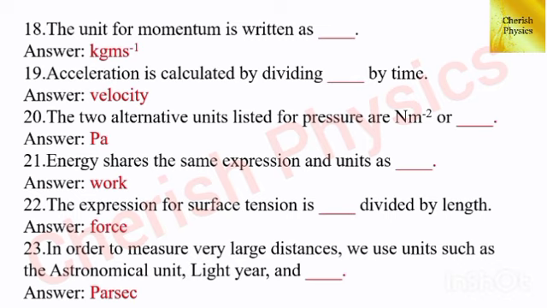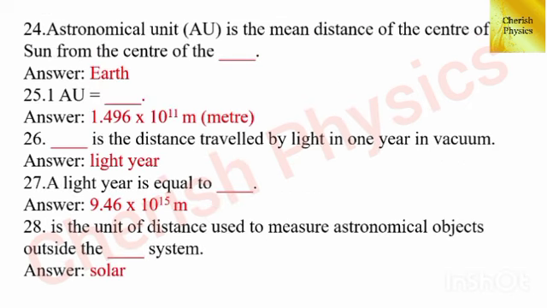In order to measure very large distances, we can use units such as the astronomical unit, light year and dash. The answer is parsec. Astronomical unit AU is the mean distance of the center of the sun from the center of dash. The earth. 1 AU is equal to dash 1.496 into 10 to the power 11 meter.